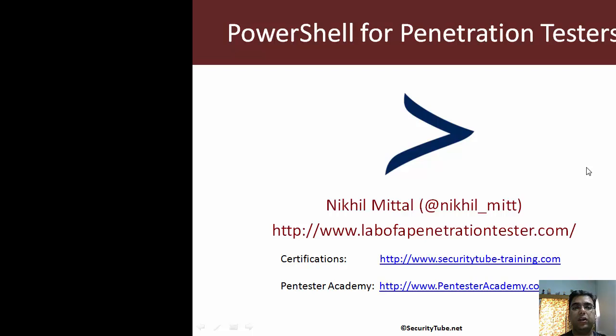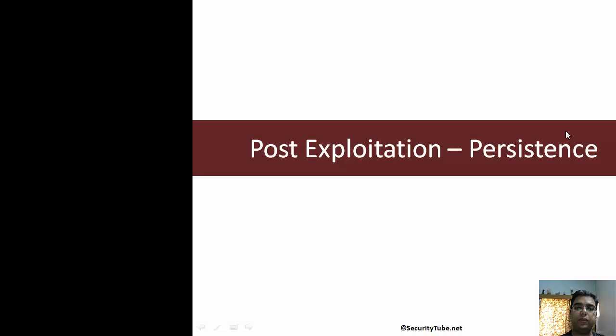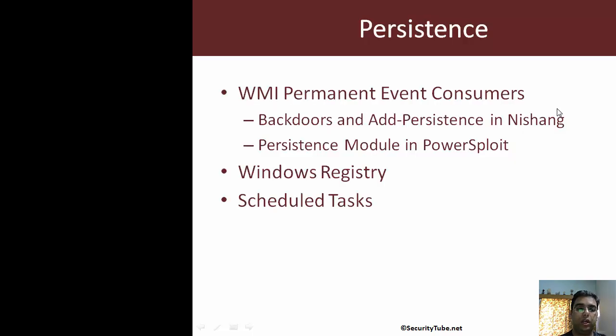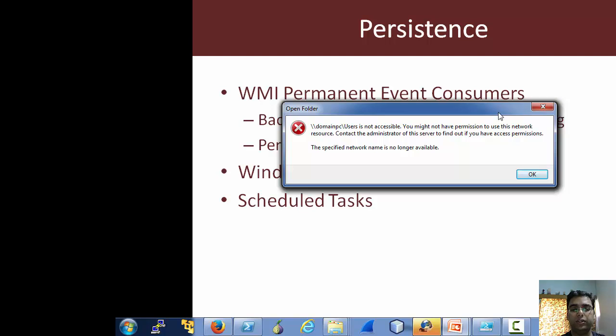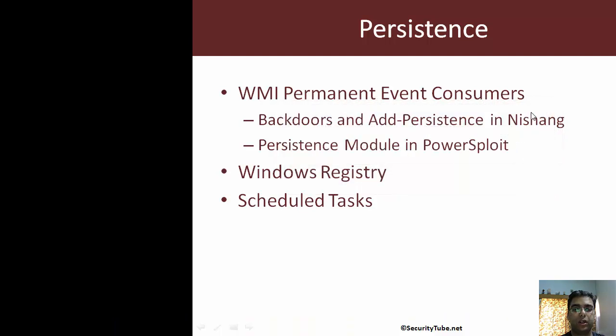In this video, let's have a look at persistence options available with PowerShell. Existing PowerShell scripts and modules in Nishang and PowerSploit provide the following three ways of persisting on a user machine. The first one is using WMI permanent event consumers. Another one is using Windows run registry keys. The third one is using scheduled tasks.